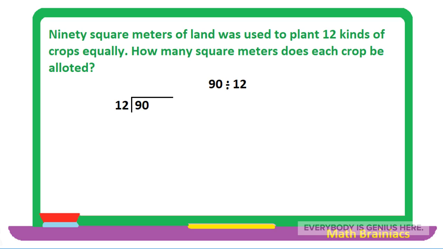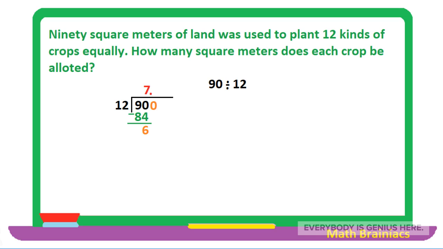Let us use the longhand division process. We're going to divide 90 by 12. How many 12s are there in 90? There are 7 12s in 90. We are going to multiply the quotient with the divisor. Accordingly, 7 times 12 will give us 84. Next, we are going to subtract 84 from 90, and it will give us 6.